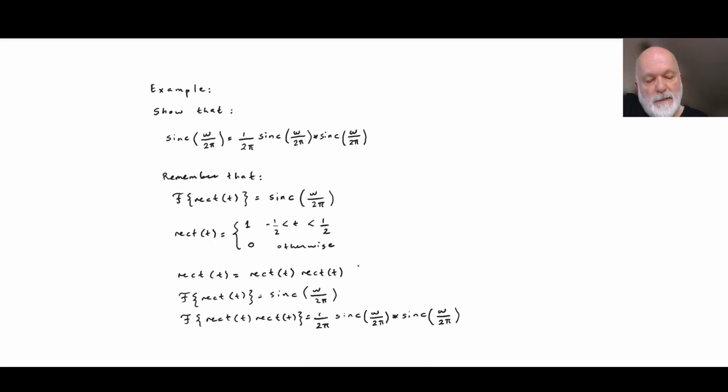Let us call this equation 1, this equation 2 and this equation 3. So substitute 2 and 3 in 1 and we obtain the result.